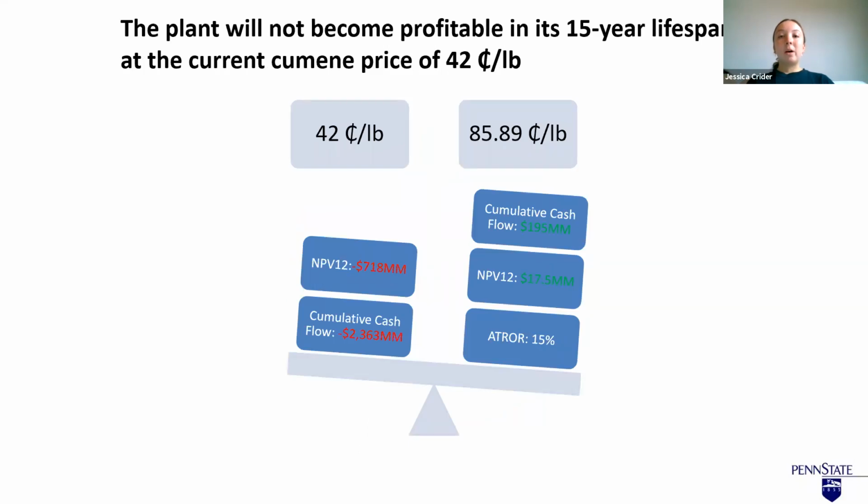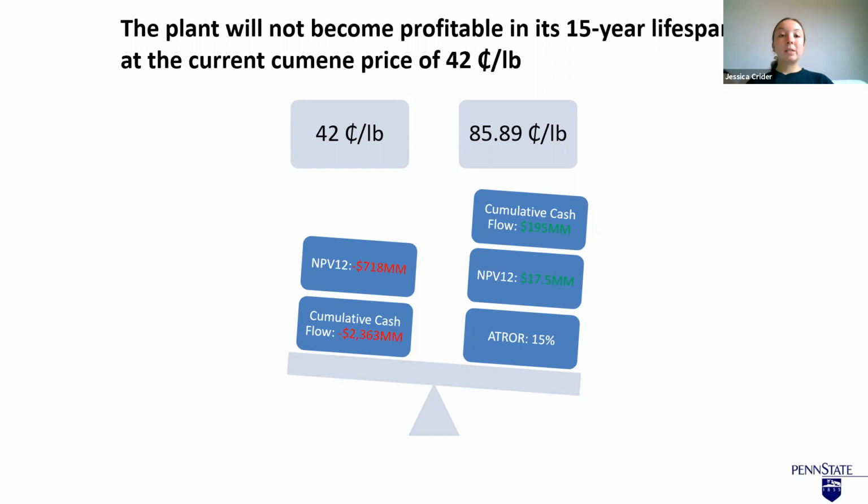Next, I want to talk a little bit about the lifespan of the plant and how profits will be handled. So over the 15-year lifespan, selling at our current cumene price of 42 cents per pound, there will be no profit. And this shows that the NPV12 is around negative $718 million, and the cumulative cash flow is around negative $2 billion. So if we look at our required netback to achieve an ATROR of 15%, we'd have to sell our cumene at 85.89 cents per pound. This would generate a cumulative cash flow of around $195 million and an NPV12 of around $17.5 million.